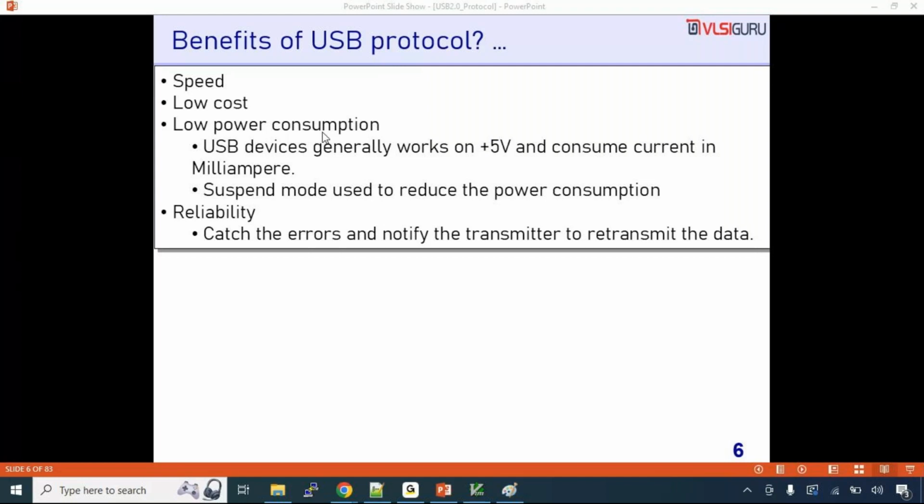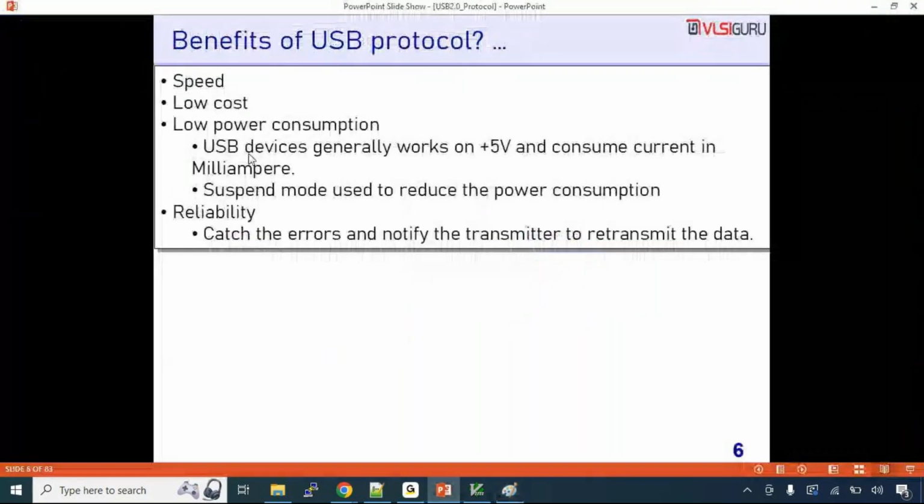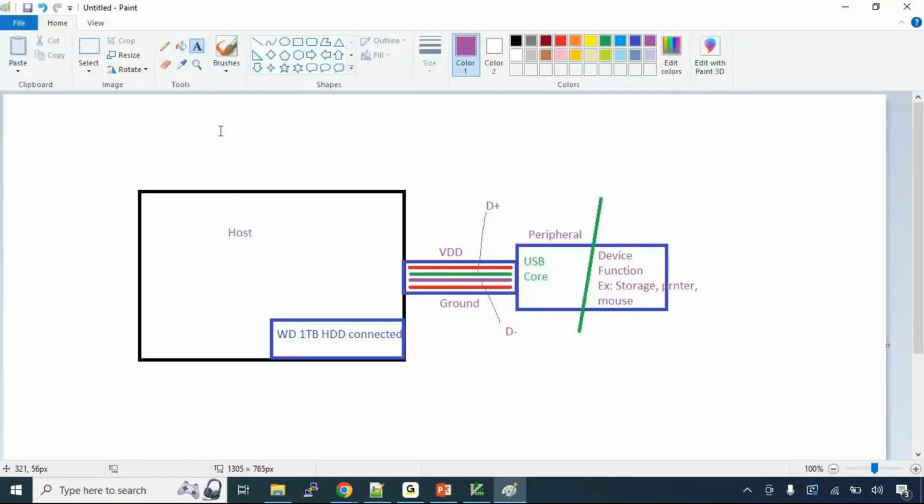You might have seen that if I connect a pen drive and start using it, even after 10-15 minutes of use it doesn't heat up much. That is because of the way it has been implemented to consume low power. How does it consume low power? What do you think they would have done to reduce the power consumption? What logic would they have used? Can you tell me?